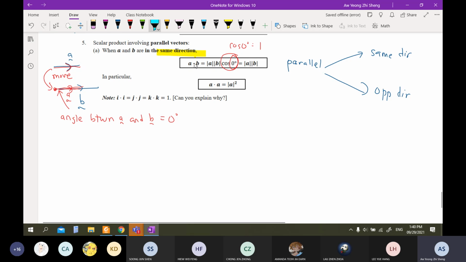If you ask me, do we need to memorize this box here? I would say you don't really have to memorize, because once you are aware that the angle between them is 0, you can easily get this result. The one that I suggest you to memorize will be the next one. In particular, if you take a vector dot with itself, A dot A.